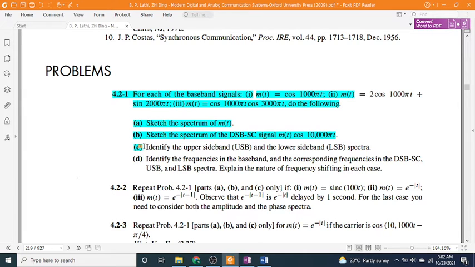C. Identify the upper sideband (USB) and the lower sideband (LSB) spectra. D. Identify the frequencies in the baseband and the corresponding frequencies in the DSB-SC, USB, and LSB spectra. Explain the nature of frequency shifting in each case.